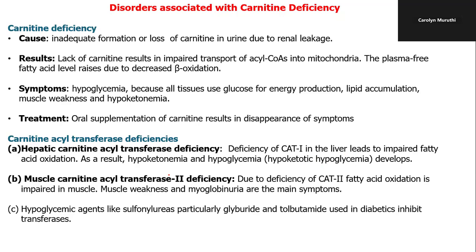In the muscles, we'll have carnitine acyltransferase 2 deficiency, and this will impair fatty acid oxidation in the muscle. Muscle weakness and also myoglobinuria are the main symptoms. We also see some hypoglycemic agents: some drugs that are used in managing diabetes may also inhibit the acyltransferase enzymes.